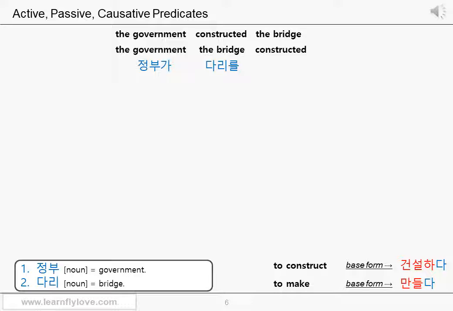Constructed. The base form of the verb construct is 건설하다 in Korean. It's one of the noun plus 하다 verbs. It's in the past tense, therefore you use 했어요 instead of 하다. 건설했어요. 정부가 다리를 건설했어요.